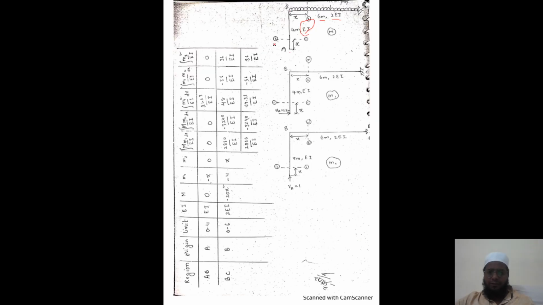So I'll take you to section 1-1. If you calculate the moment at this particular point, at section 1-1, from where will you start the problem? You will start the problem from the free end, either from the left or right of the section.